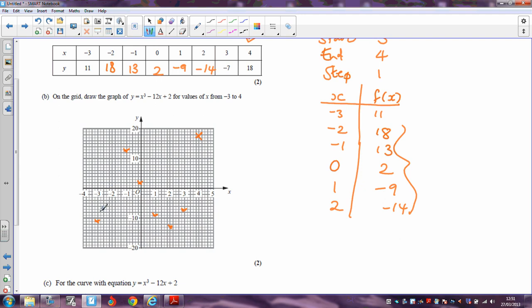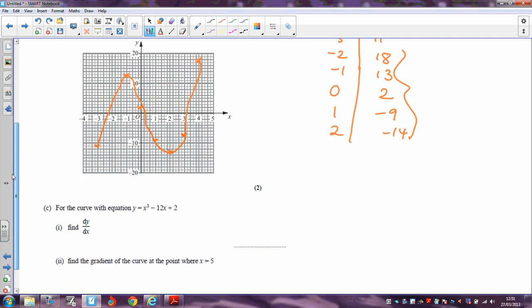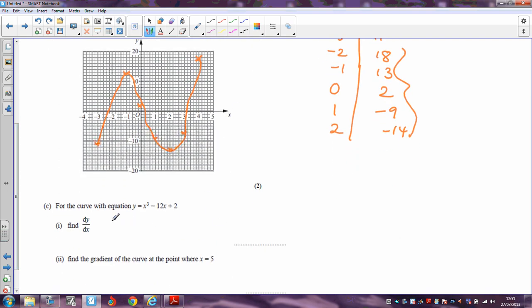Okay, and you're going to join them up with a smooth curve. Not easy, but I'll have a go. And then down. It's not easy on the screen. You should be able to do it better than this. Well, hey. Then the question says, for the curve with equation, obviously you can do it a lot better than that, find dy by dx.